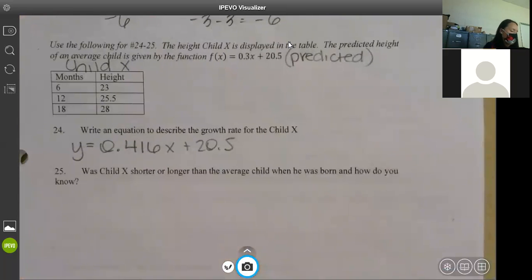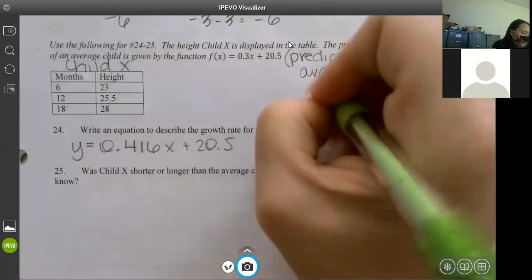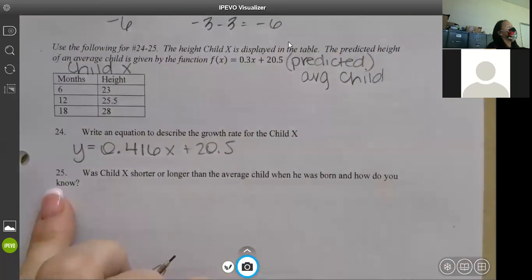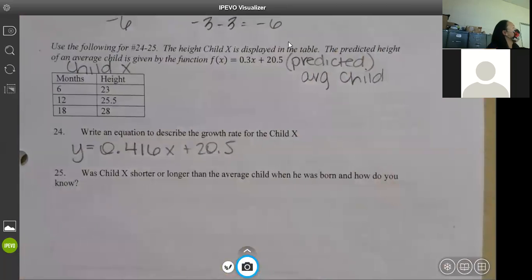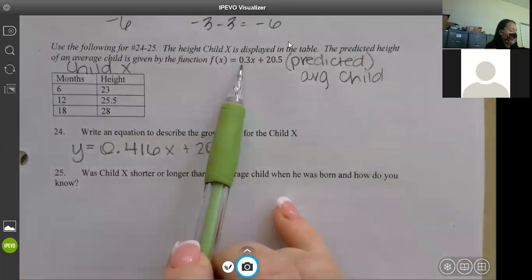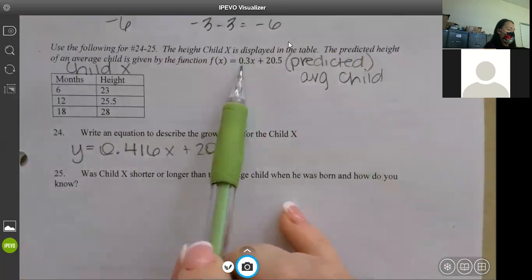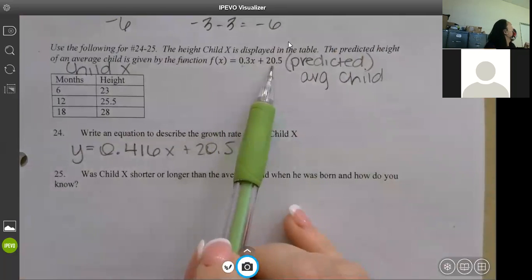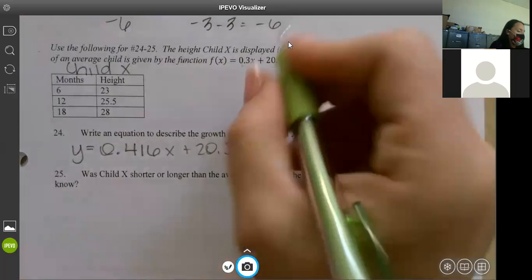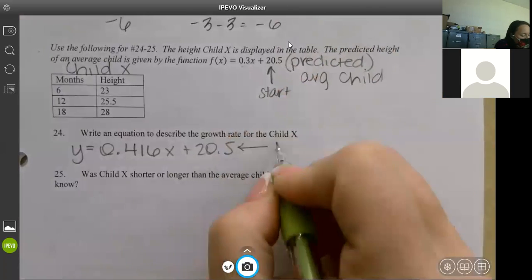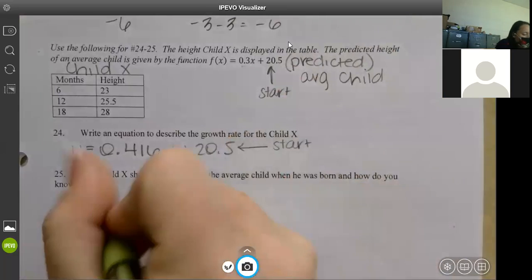Number 25 is kind of a trick question. Was child X shorter or longer than the average child when he was born, and how do you know? Think about it. What does this 0.3 represent? What is that number? The rate of change. That's how fast they're growing. What is this number? How they started. So this is the start, and this is the start. So they are the same height.